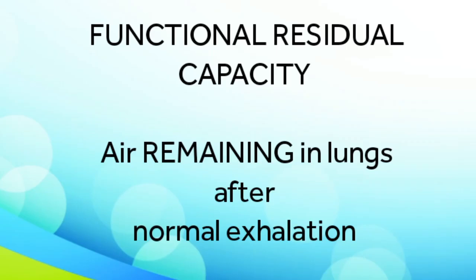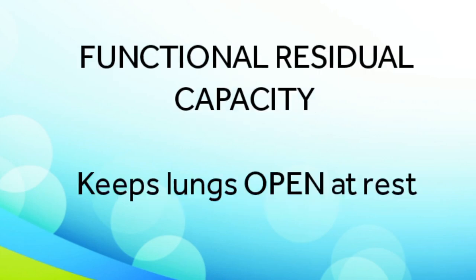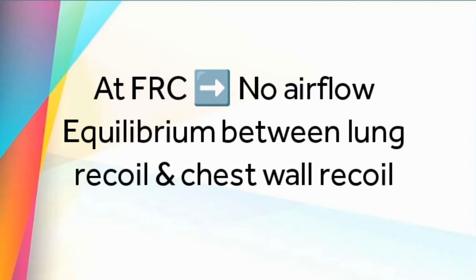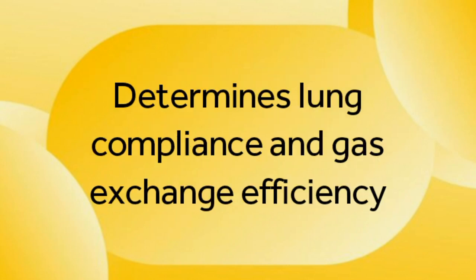Functional residual capacity is the air remaining in the lungs after normal exhalation. Functional residual capacity equals expiratory reserve volume plus residual volume. It keeps the lungs open at rest. At functional residual capacity, there is no airflow. Equilibrium is maintained between lung recoil and chest wall recoil. It helps determine lung compliance and gas exchange efficiency.